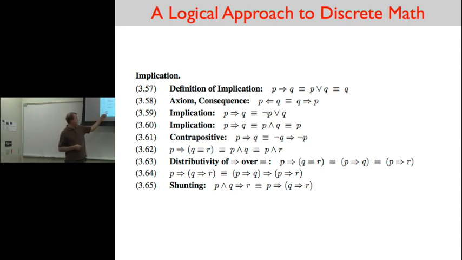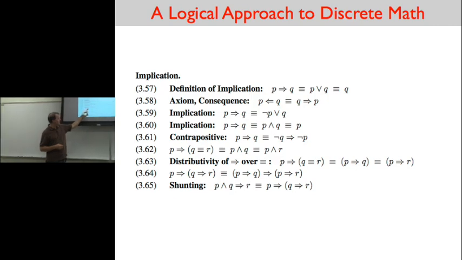3.63 is distributivity of implies over equivales. So it's P implies (Q equivales R) equivales (P implies Q) equivales (P implies R). Woo! That's a big one. What's more complex? Well, there's also a choice as to which equivales you use. You could get all of this to this one, but I don't think that would be a good idea.